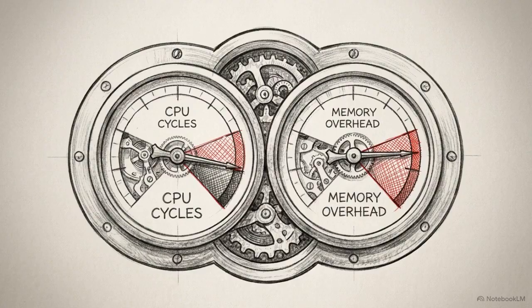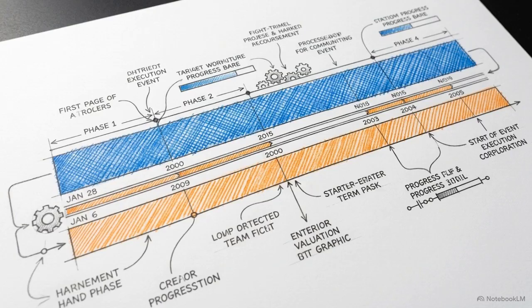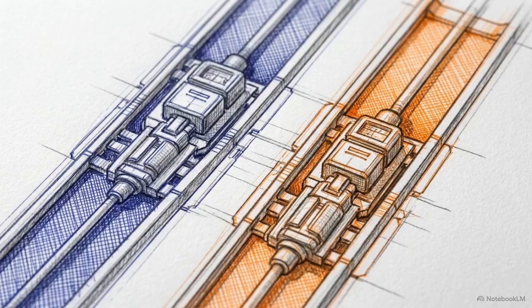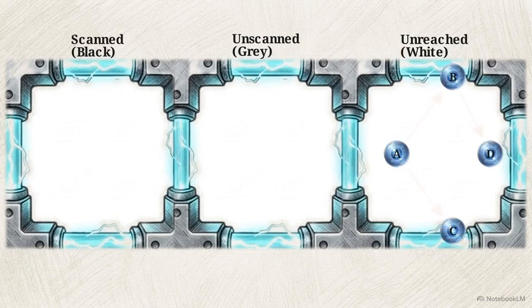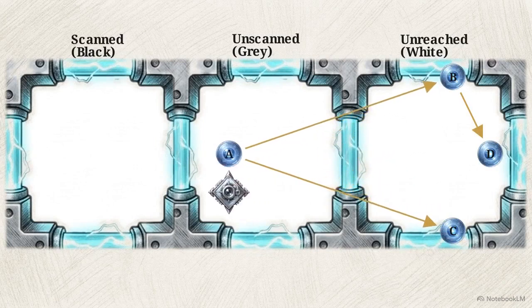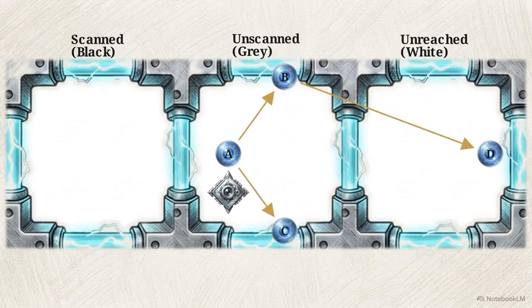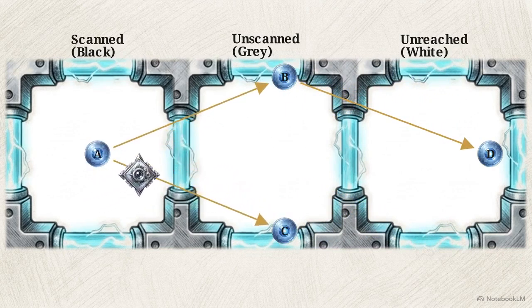System architects trade raw CPU cycles and memory overhead to safely manage concurrent graph modification. To understand the cost of that trade-off, we have to look closely at the mechanics of an incremental trace, where the collector and the Mutator operate simultaneously. This directed object graph maps the three states of an active trace. The collector starts at the roots, moving objects from the unreached pool into the unscanned pool, and finally into the scanned pool once all their outgoing pointers are analyzed.